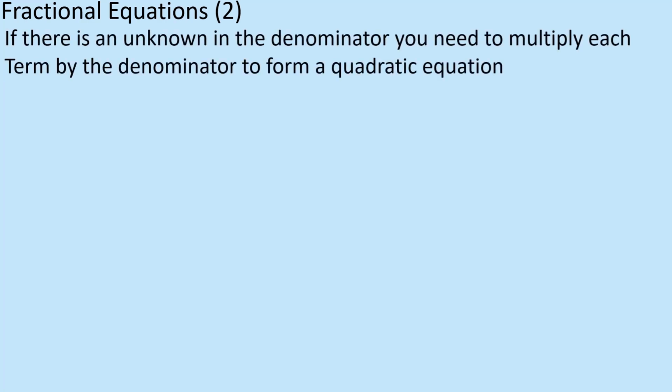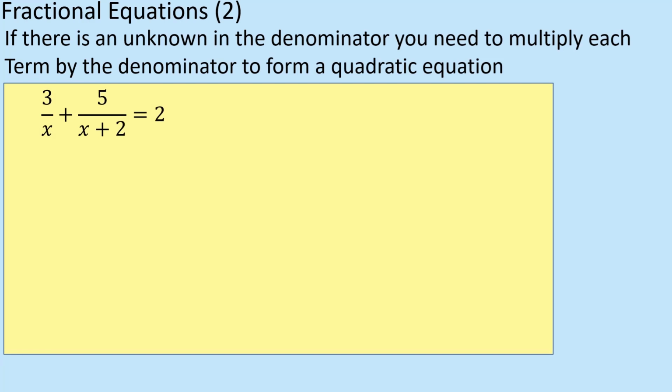And it'll be a little bit like what we did previously. It's about trying to deal with that denominator and get rid of anything that's at the bottom, by multiplying by a lowest common multiple as we go. So if there's an unknown in the denominator, you need to multiply each term by the denominator to form a quadratic equation. All right, that's what it says. So let's have a look at what we've currently got. So we've got 3 over x plus 5 over x plus 2 is equal to 2.